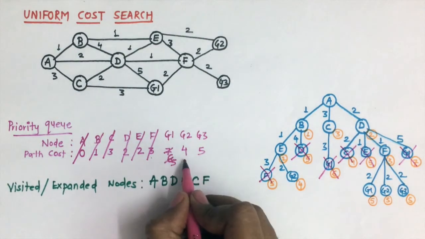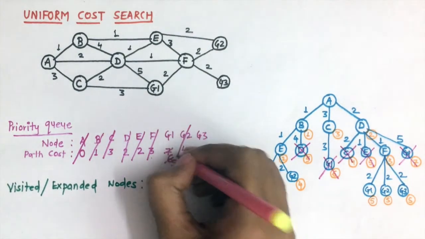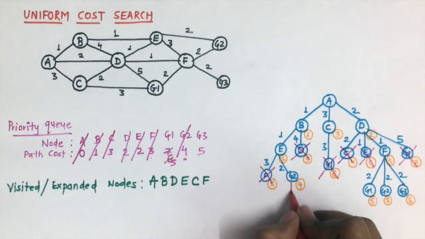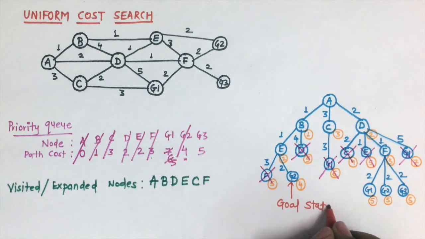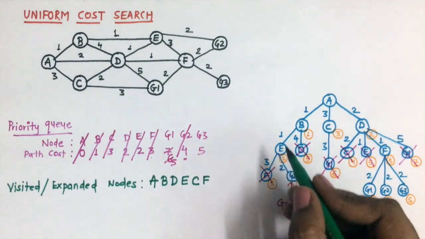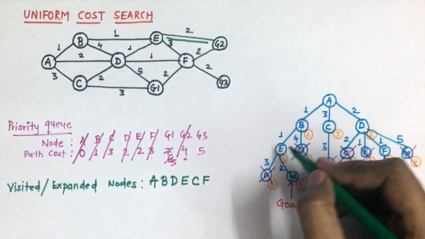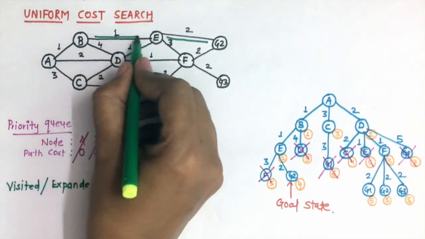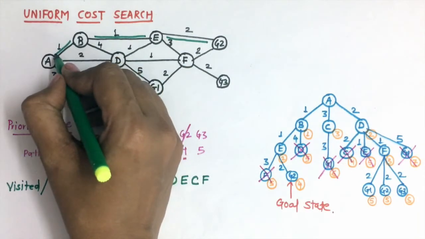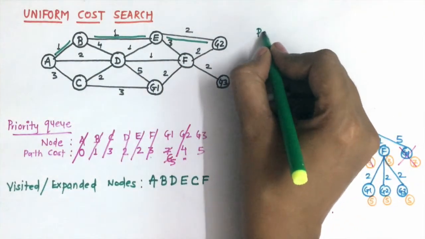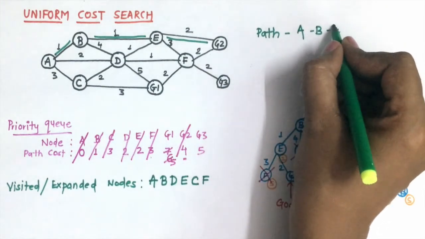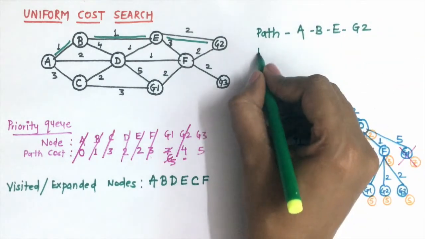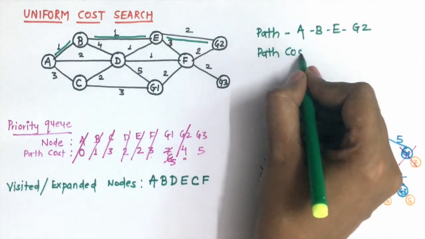Next node will be popped now. G2 is the node with the lowest path cost, so it will be popped. G2 is a goal state. So now, using uniform cost search algorithm, we have searched path from initial state A to a goal state G2. So by using uniform cost search algorithm, we got path A, B, E, G2 and the path cost is 4.